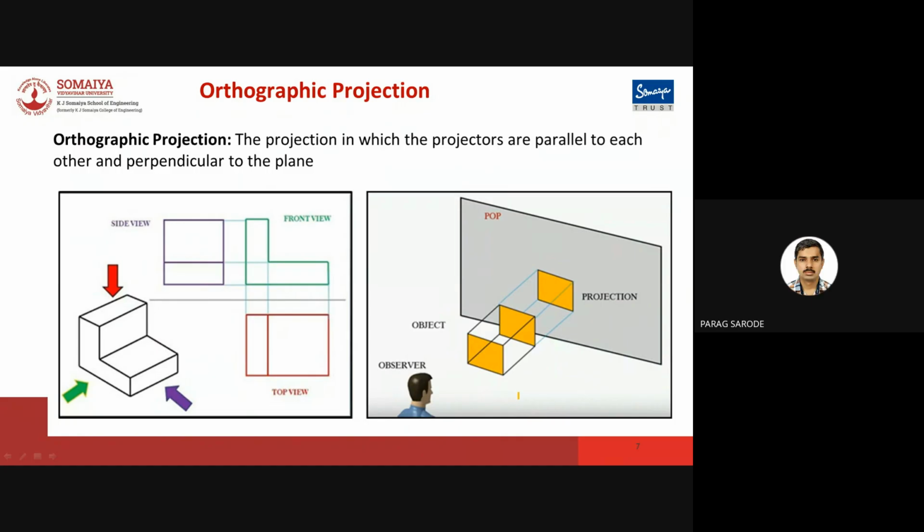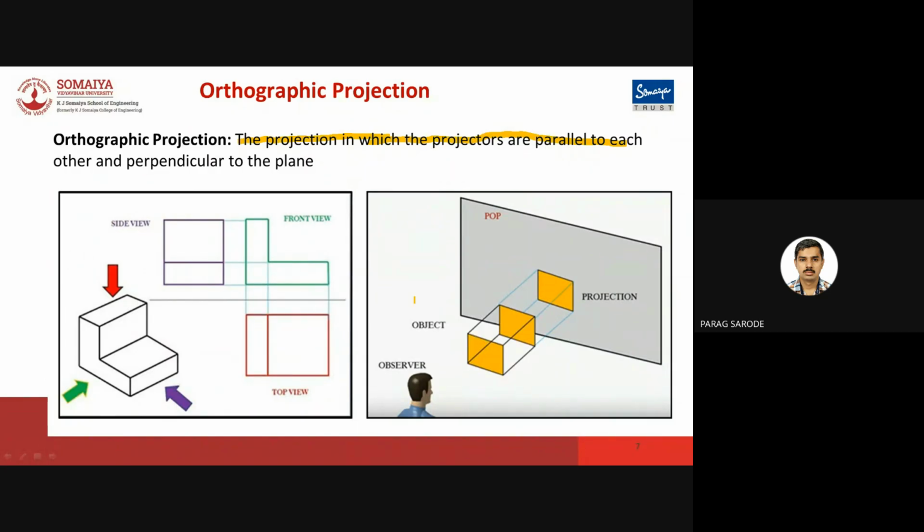Based on this, what we get is called orthographic projection. So let us look at how we see the orthographic projection. The orthographic projection is the projection in which projectors are parallel to each other and perpendicular to the plane.